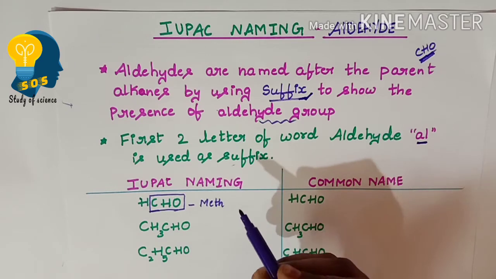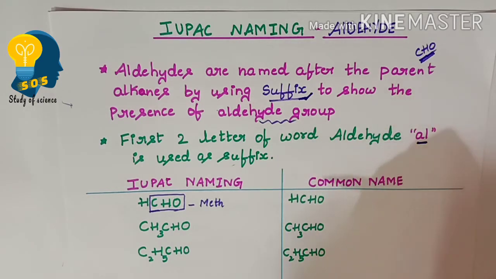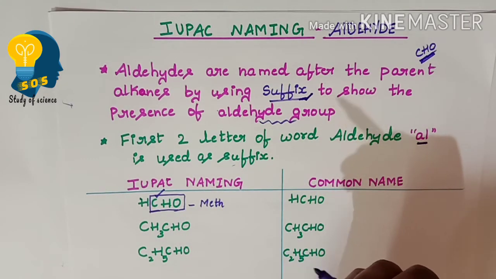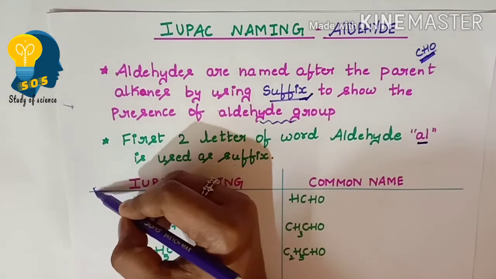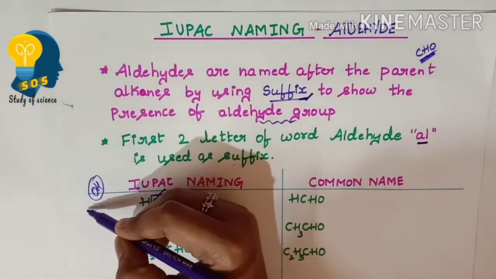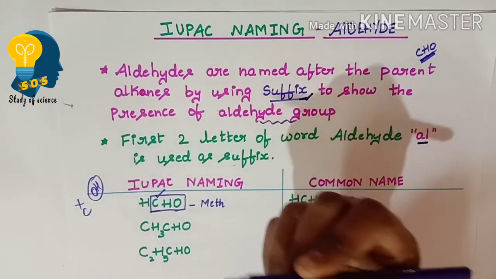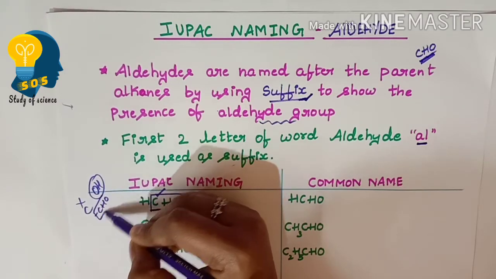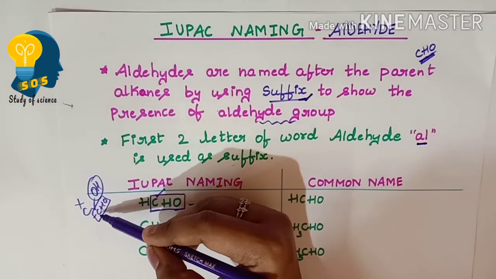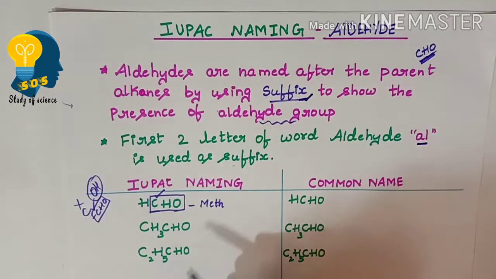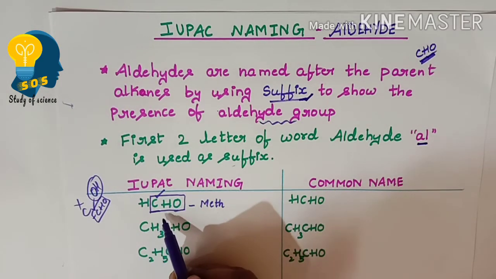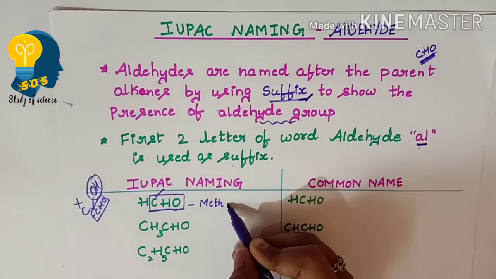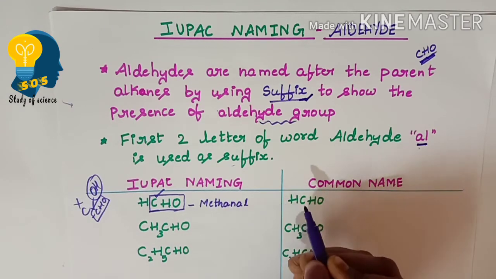Please remember, children, when we write functional groups which contain carbon, that carbon is taken for the count. For example, alcohol ends with only OH. There is no carbon atom, so no count. But aldehyde ends with CHO, and in CHO there is one carbon atom, so here the carbon is counted. So there is one carbon, meth, and the functional group CHO ends with al. Meth plus al is methanal.